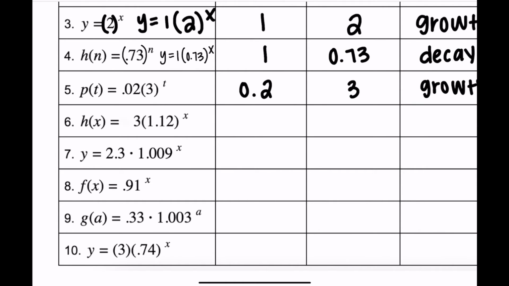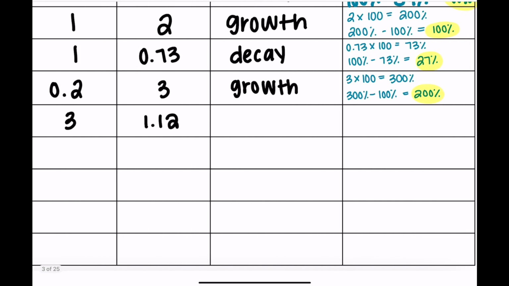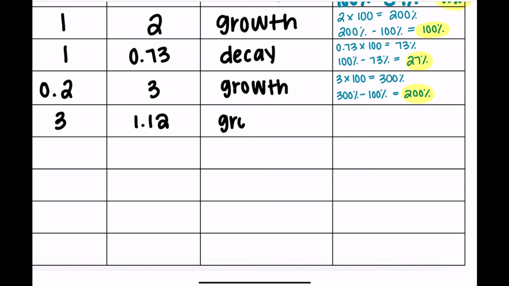In number 3, we have an initial value of 3, and the base is 1.12. So now 1.12 is greater than 1, so this represents growth. And we want to know what is the growth rate. So we're going to take 1.12, our base, times 100, and that gives us 112%. So now how much greater than 100% is that? So 112 minus 100 is a growth rate of 12%.